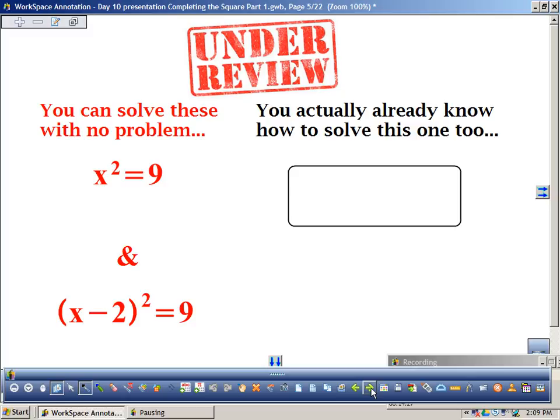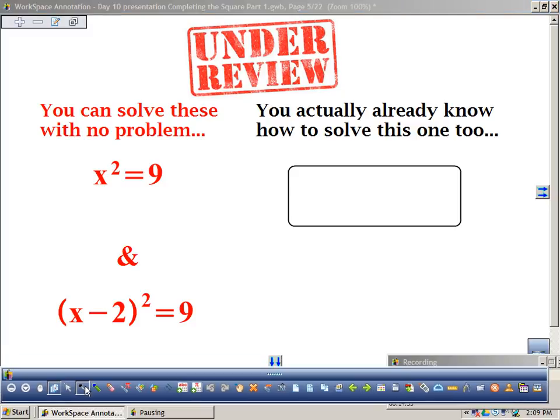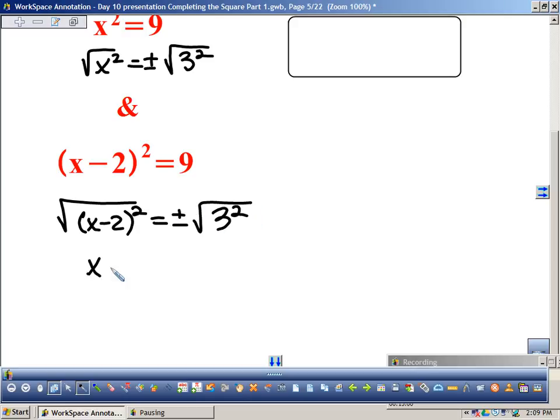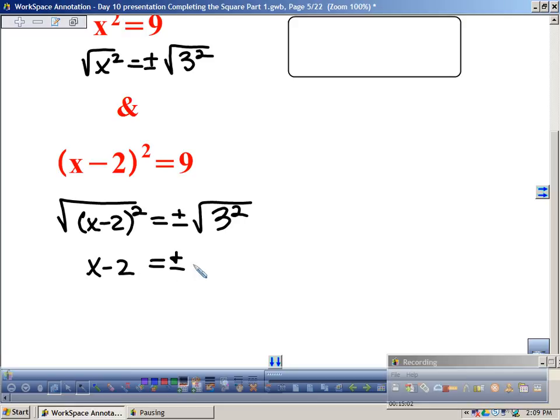All right, so you actually already know how to do these. You should automatically be able to tell me, what do I do with this to solve? Take the square root of both sides, plus or minus the square root of 3 squared. So it would be x equals plus or minus 3. What about this one? Same thing. I would take the square root of both sides, which is plus or minus 3 squared, which is x minus 2 equals plus or minus 3.